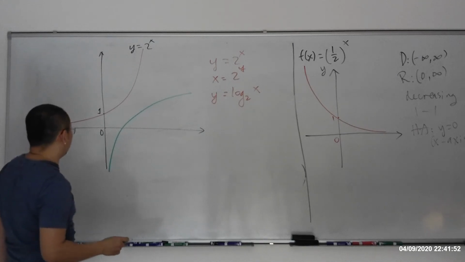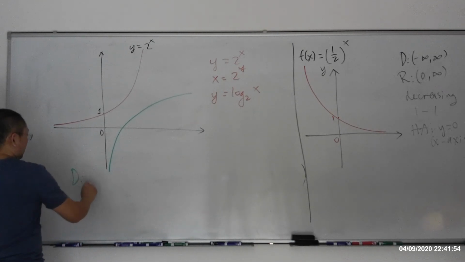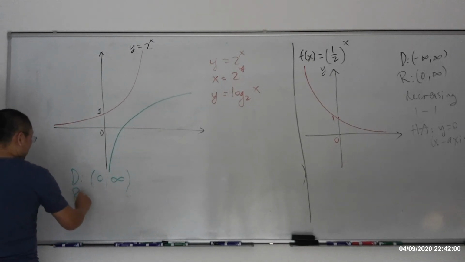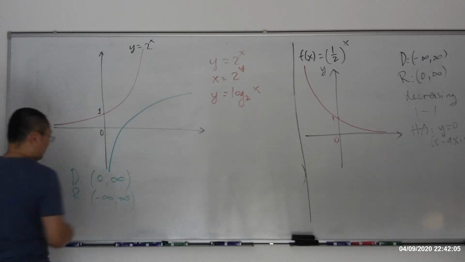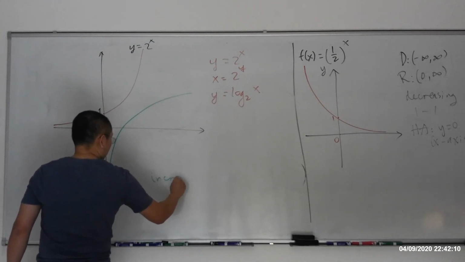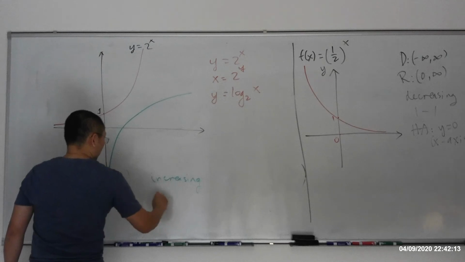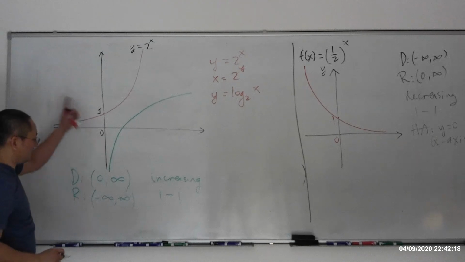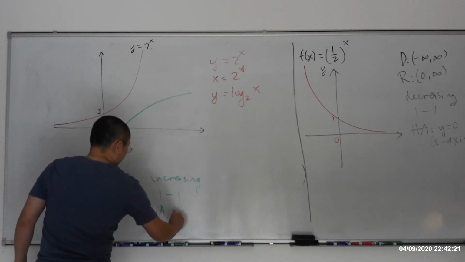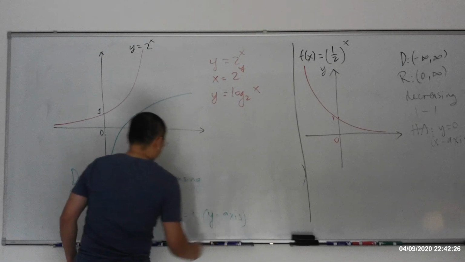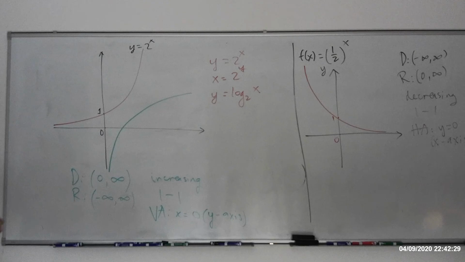We use green color for all the problems. The domain is 0 to infinity. The range, for the y value, is from negative infinity to positive infinity. Increasing, yes. Increasing, one-to-one, of course. Got an asymptote. Now it's not horizontal anymore, it's a vertical asymptote at x equal to 0, which is the y-axis. Okay, right here.